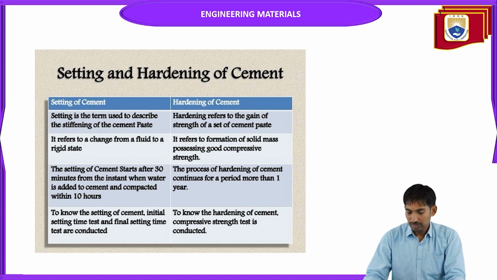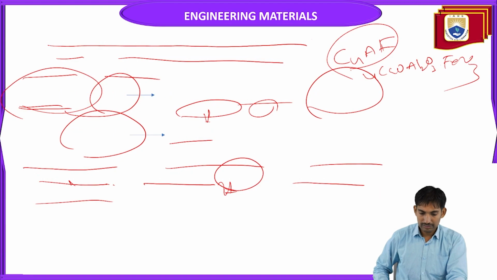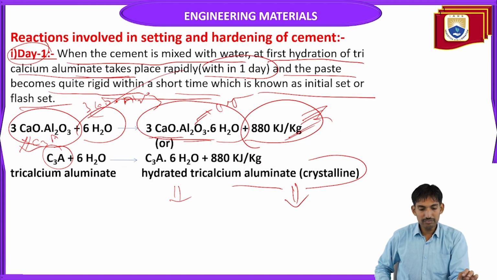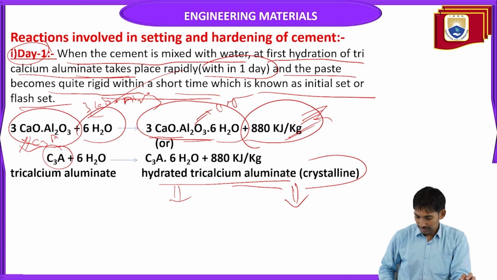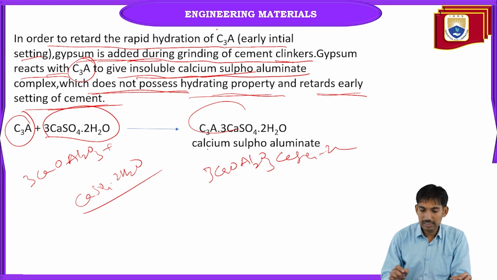Now we have seen the day 1 to day 28 reactions. In day 1, the tricalcium aluminate reacts with water. It forms hydrated tricalcium aluminate crystalline. That is the initial set or flash set. Then C3A reacts with gypsum and forms calcium sulfoaluminate. It prevents the flash setting.